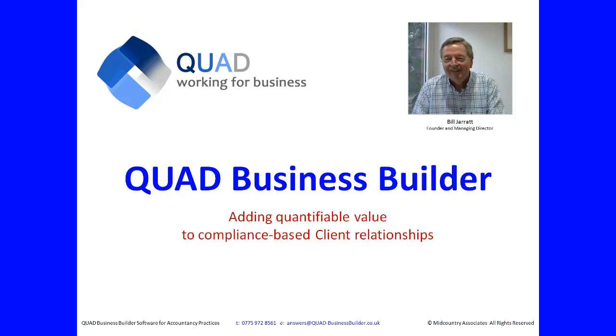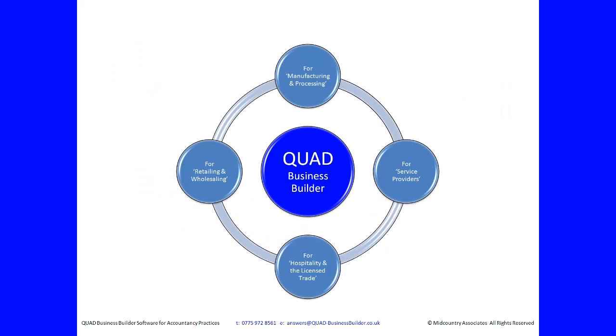Quad Business Builder equips relationship managers with the tools to expand compliance-based relationships by adding quantifiable value to pretty well any business at any stage of its development, from startup through growth and right through to exit. So what is it? It's a suite of easy-to-use, cash-focused diagnostic and business development software with 4 separate modules. There's one for businesses that are primarily involved in manufacturing and processing, one for retailers and wholesalers, one for service providers, and one for those engaged in the hospitality industry.